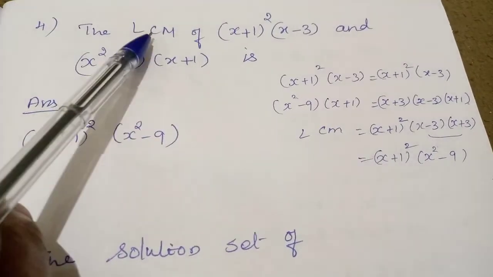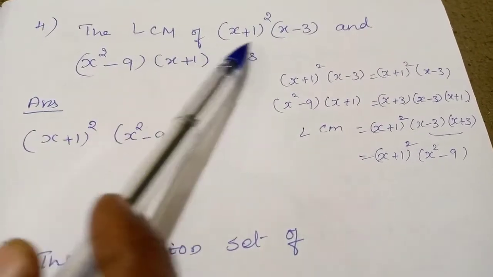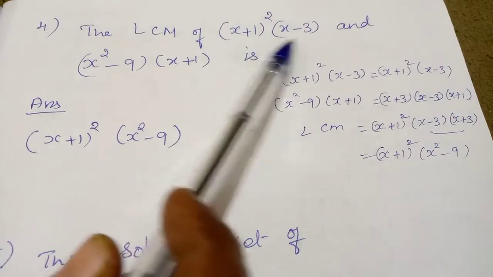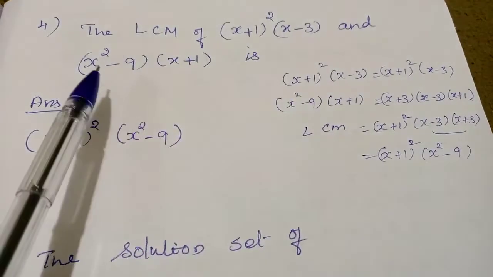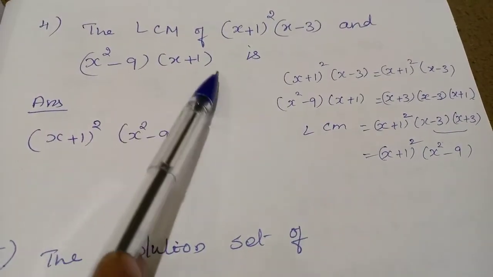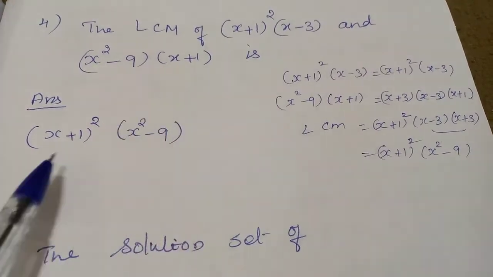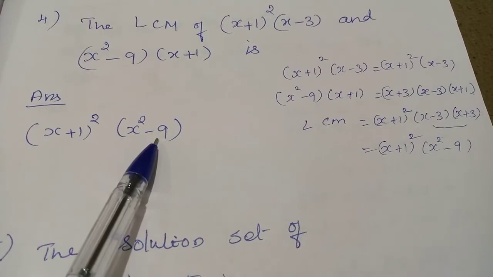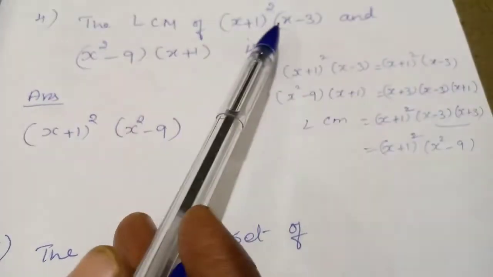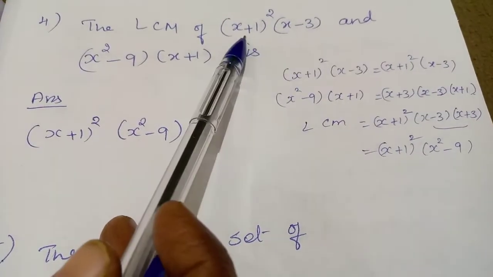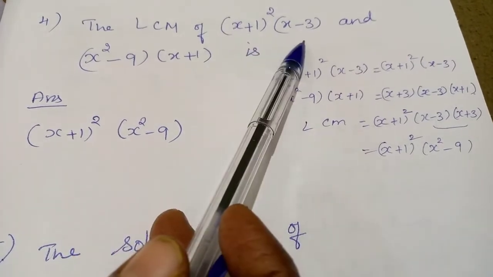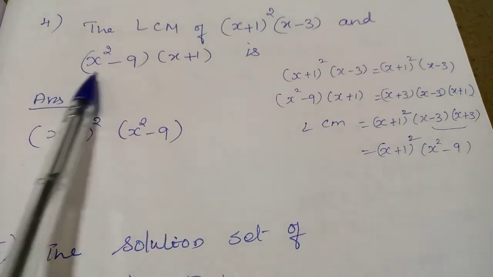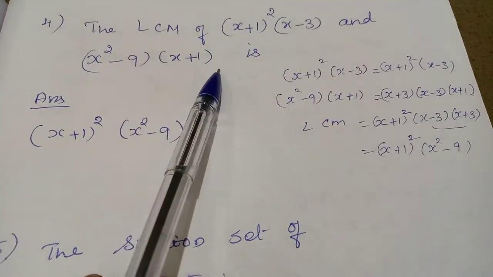The LCM, the least common multiple, of x plus 1 the whole square into x minus 3 and x square minus 9 into x plus 1 is. How to find out the answer? Given x plus 1 the whole square into x minus 3, and x square minus 9 into x plus 1. So two expressions are there. First one is x plus 1 the whole square into x minus 3 and the second one is x square minus 9 into x plus 1. So how to do it now?